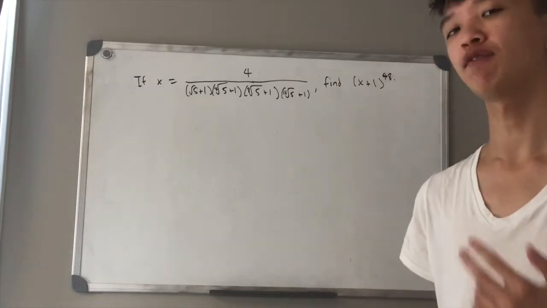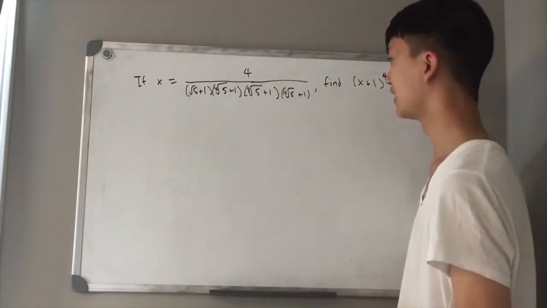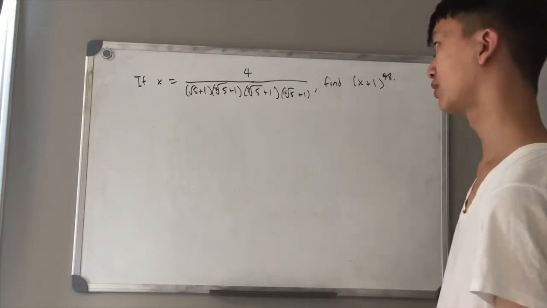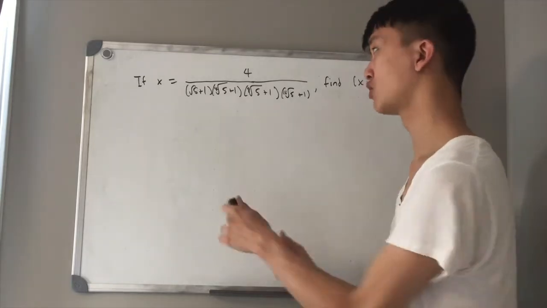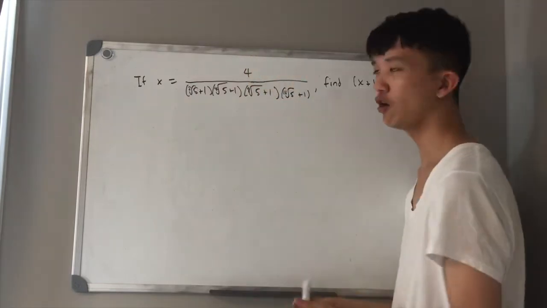Now, generally, when we have a bunch of radicals in the denominator, usually the rational thing to do is to multiply both the numerator and the denominator by another radical, preferably a conjugate. I'm going to rewrite root 5 plus 1 as the second root of 5 plus 1. So now we notice something.